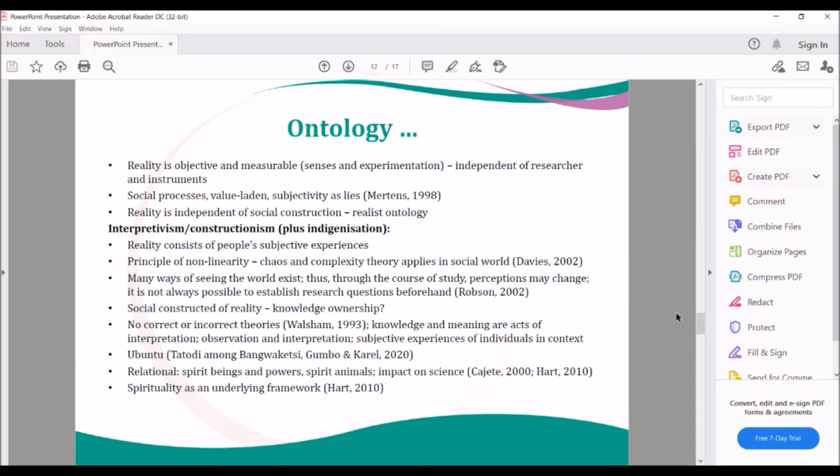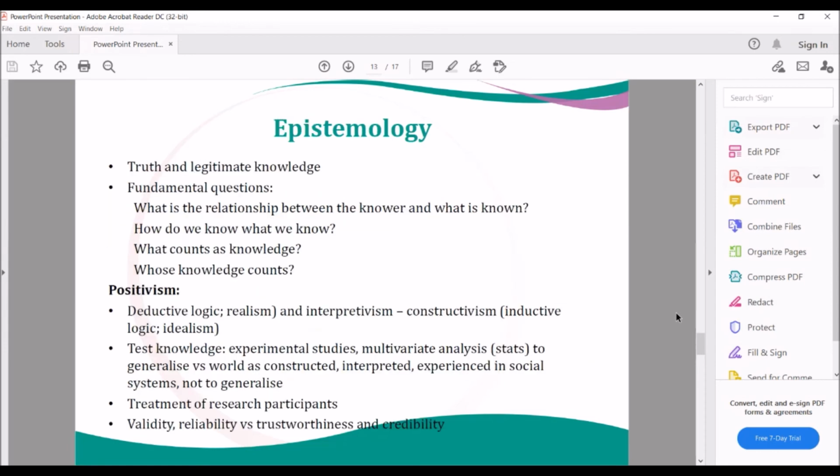Then there is a relational aspect. Spirit beings and powers, spirit animals, and their impact on science, which Western science refutes or doesn't accommodate, and therefore the indigenous knowledge system suffers marginalization because you cannot separate it from spirituality. Spirituality is an underlying framework thereof. Then when we come to epistemology as the last point, then I will conclude.